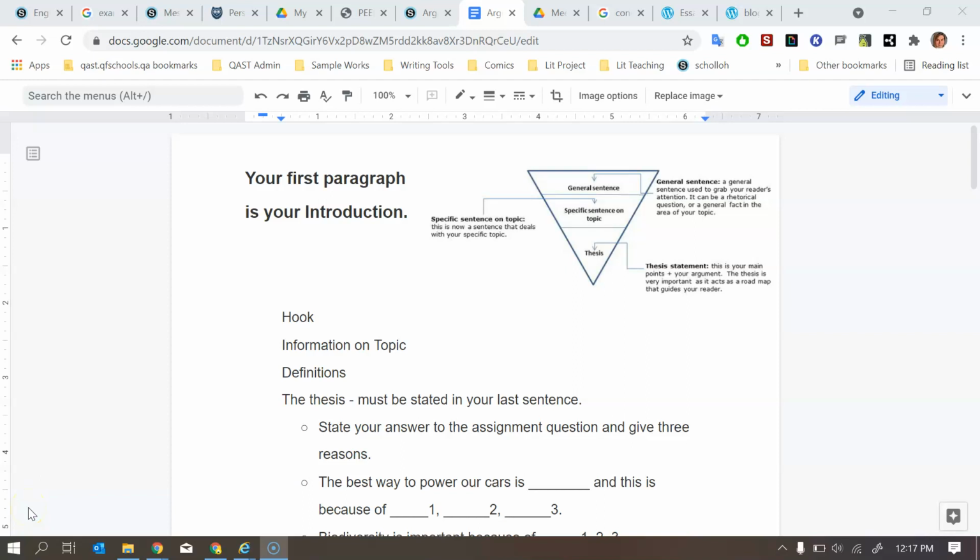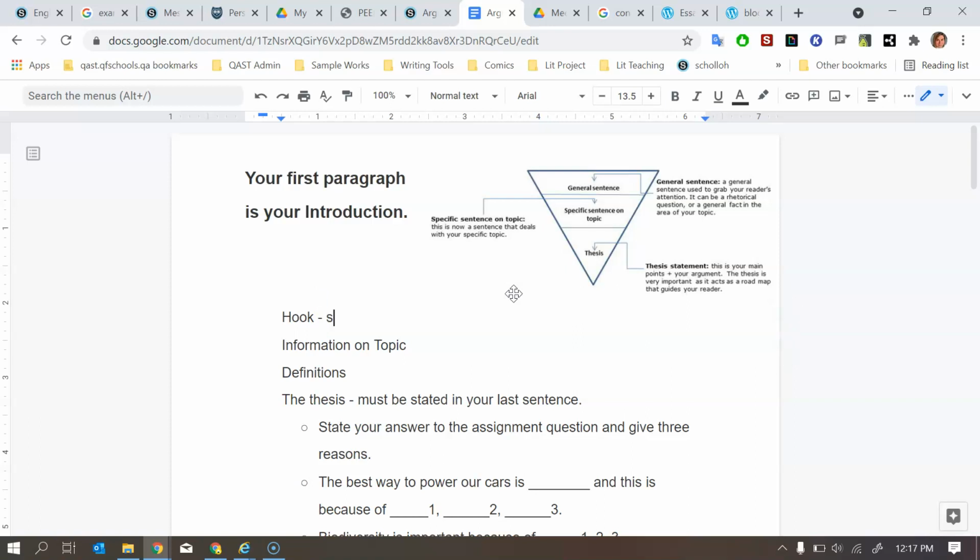So as promised, this is a bit of a discussion of how you should structure your essay. Not too dissimilar to what you would have been taught previously. Your introductory paragraph is like an inverse triangle. You start off broad and then you go narrow. So you start with a hook. And a hook could mean numerous different things.